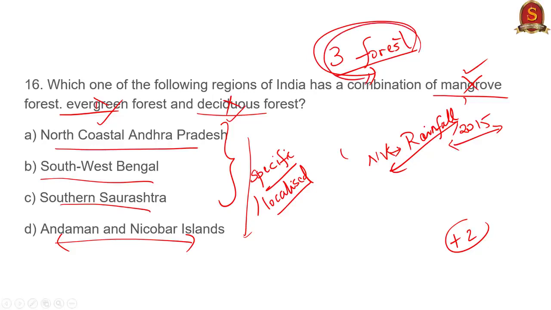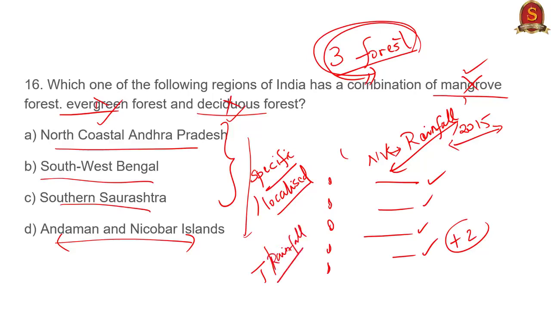Think about it. You're talking about 3 forest types, which means 3 different climatic conditions, but the options given are North Coastal Andhra Pradesh, a very specific region, Southwest Bengal, specific, Southern Saurashtra. 3 different forest types in a very specific region is logically not possible at all. Look at Andaman and Nicobar Islands. It is not localized. It is spread over a large area across hundreds of kilometers, and it moves across latitudes, which means with respect to each and every latitude there will be variation in temperature, which means there will be variation in rainfall. If there is variation in climatic conditions, then obviously your diversity will increase.